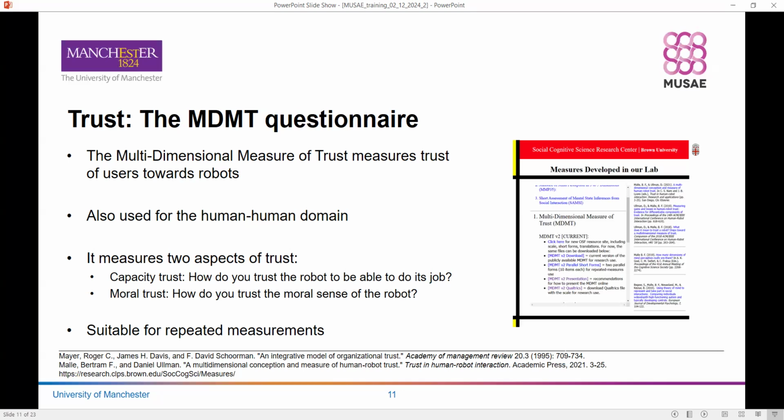Moral trust is your trust that the robot, in fulfilling its task, applies a set of moral or ethical principles, which are, I would say, dual ways of meaning trust. So this questionnaire is able to cover both of them, and it's also good for repeated measurements. That is, if you want to collect trust in the system multiple times during your experiment, you can. This questionnaire is very good at it.